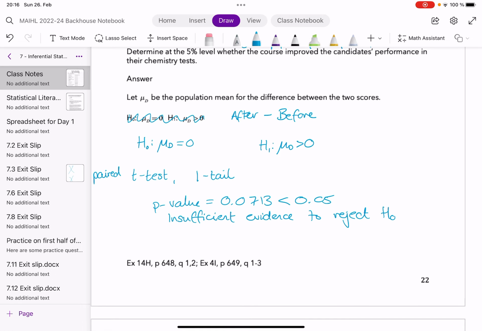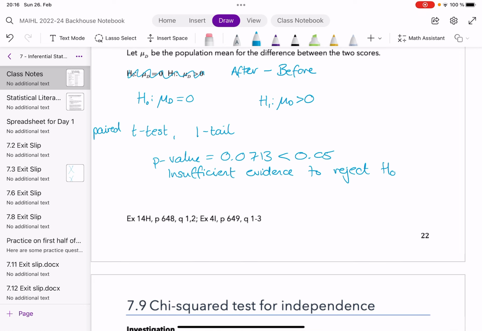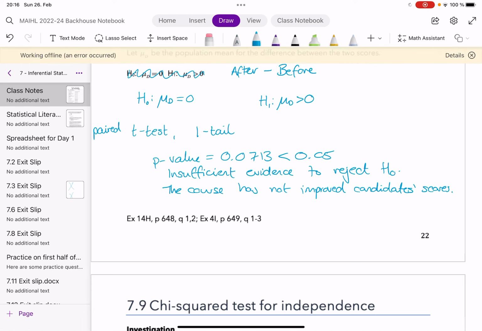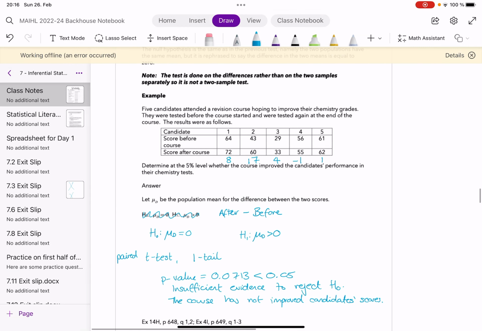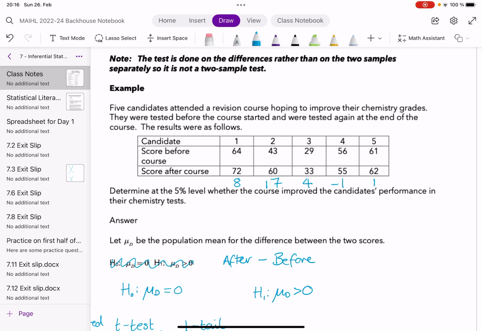So it is not the result that they want to be, if this is the course who's doing this test, it's not the result they want to be finding. So the course has not improved candidates' scores. Okay, so once again, we've had to make the assumption that this data comes from normally distributed data. There's only 5 pieces of data, so that is an assumption that we've made.